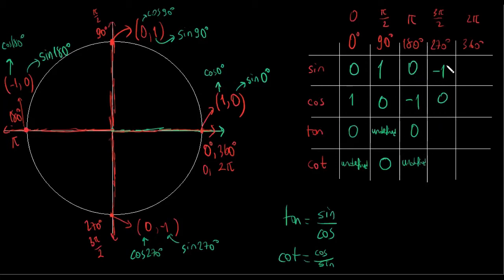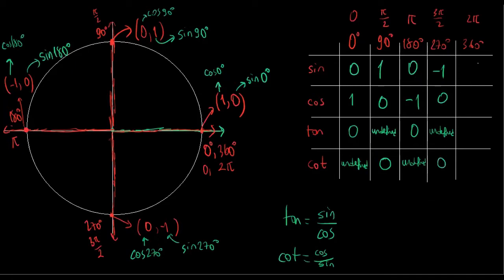Let's do this value. Tangent of 270 will be sine over cosine. Sine of 270 over cosine of 270. -1 over 0 is undefined. And cotangent of 270 is going to be cosine over sine, 0 over -1, which is 0.